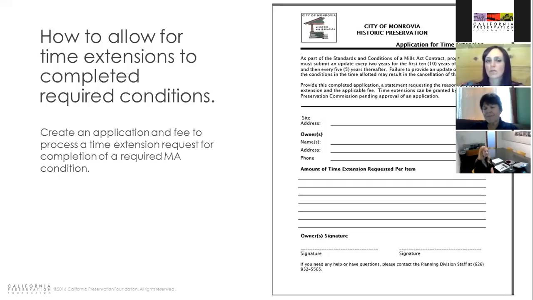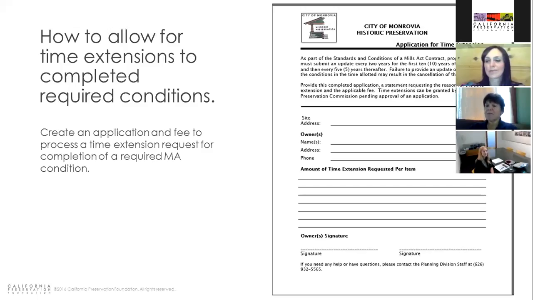And I have a specific situation where a Mills Act property owner sold the property. They were 8 years into the contract. They had not done the seismic retrofit. They, of course, disclosed it to the new owner. So the new owner comes in saying, oh my gosh, I only have 2 years left. There's no way. We just bought this house. So the new owner came forward with an application for a time extension.